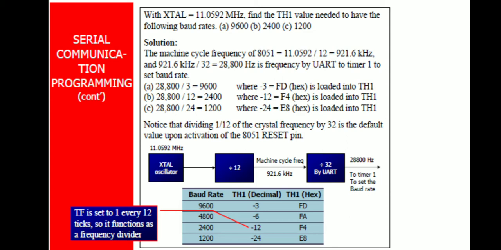Here we see that we use the crystal oscillator frequency and divide it by 12. The machine cycle frequency used by the UART is divided by 32, and we get 28,800 hertz for timer 1. The table shows the baud rates and the corresponding timer 1 TH1 decimal and hex values. In such a way, we can decide the baud rate of the microcontroller 8051 serial communication.